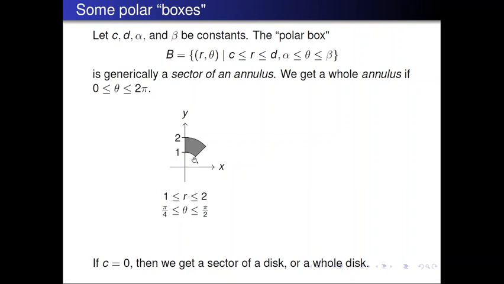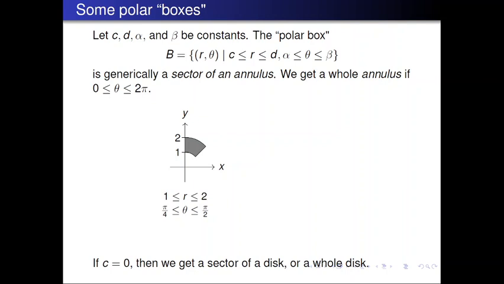So we can see here r goes between 1 and 2, right? Inside we have a circle of radius 1, and outside we have this arc of a circle of radius 2. And theta goes between pi over 4 and pi over 2. See, here's theta equals pi over 4, that line that we saw earlier. And theta equals pi over 2 is this line there, right? So that is a sector of an annulus. That's pretty fun.